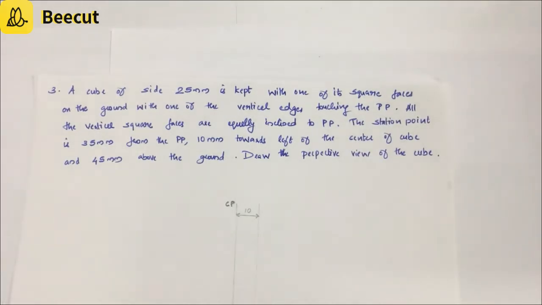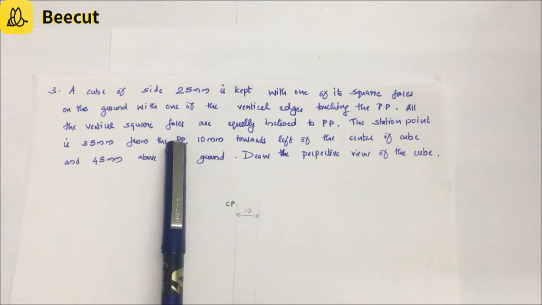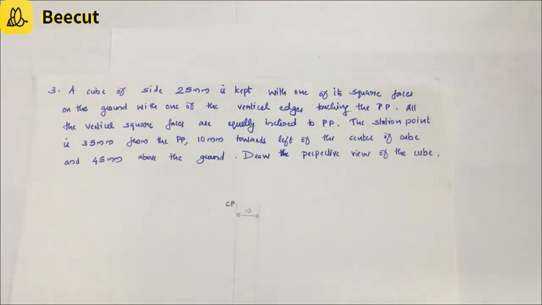PP refers to picture plane. In some questions, you can expect that it is stated as PP instead of picture plane. And all the vertical square faces are equally inclined to PP. For a square, as the included angle is 90 degrees, if it is equally inclined to PP, then both of the edges will be at an angle of 45 degrees to picture plane.